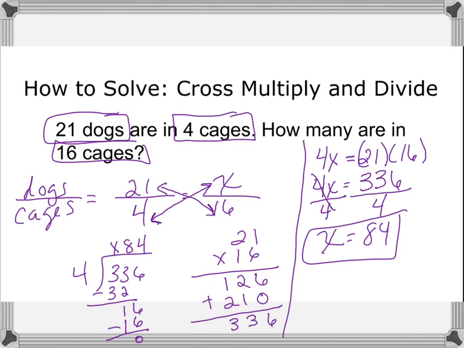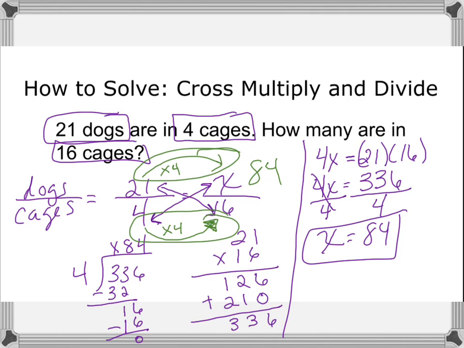Now the way that we worked with it before, we just looked for our multiplier. What happens to 4 to get 16? Well, you would multiply by 4. So then we would take 21 and multiply by 4, and we end up with 84. The exact same answer, just a different method to solve it. Sometimes when you're finding the multiplier, it's not easy. Cross, multiply, and divide, this method works every single time.